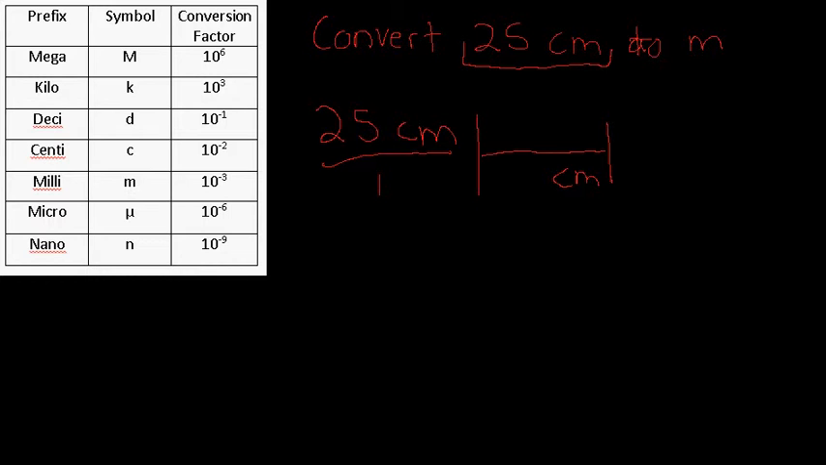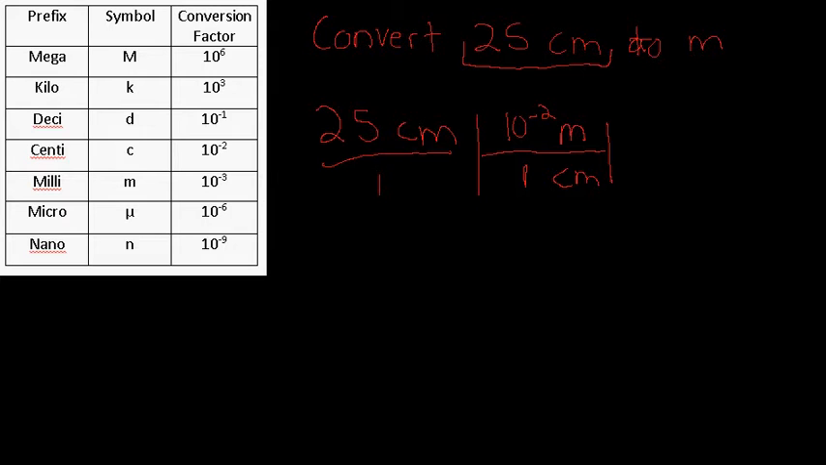So I want centimeters in the bottom, and I'm trying to convert to meters, so I'm going to put that in the top. The way these conversion factors work, the way that I'm presenting this material, is this conversion factor will always go with the unit that doesn't have the prefix, or what I call the base unit. Meters is the base unit here. Centimeters is not, because centimeters has the prefix. So the 10 to the negative 2 will go with meters because that does not have the prefix. And a 1 will just go with the term that has the prefix.